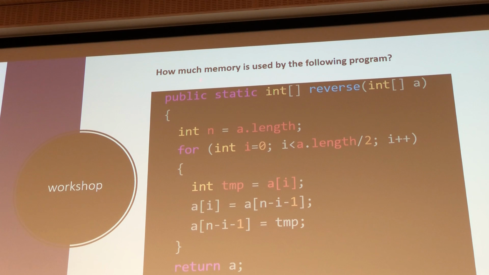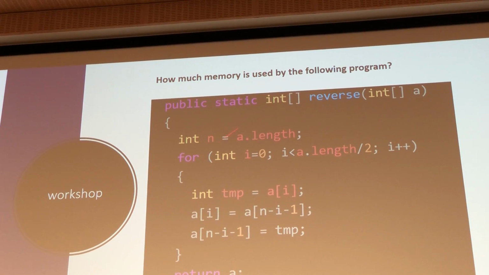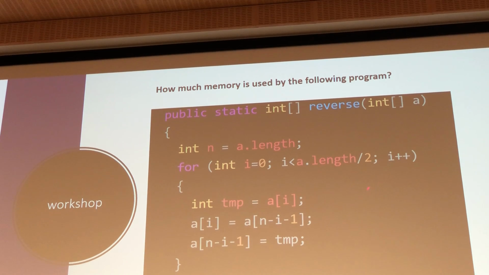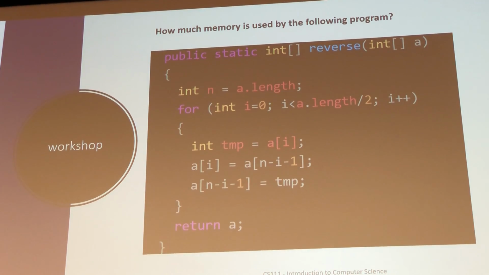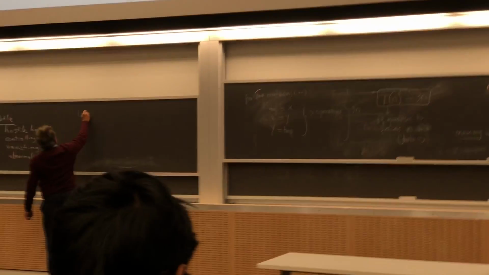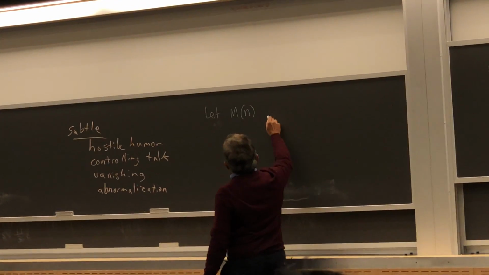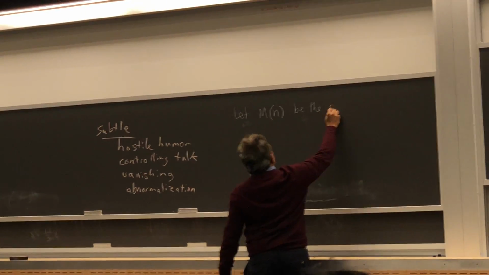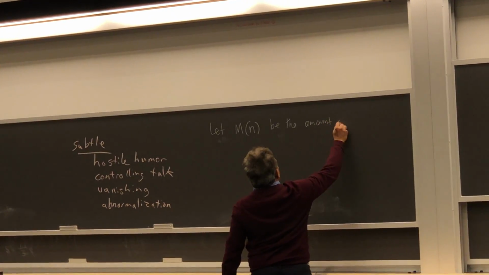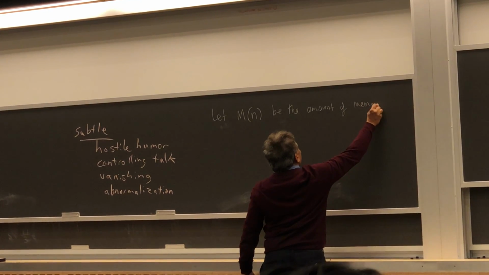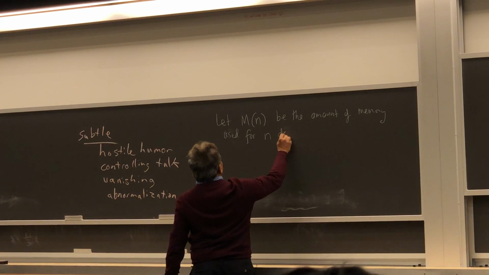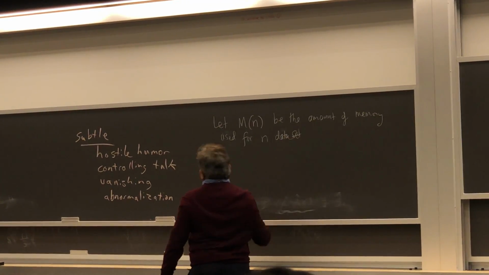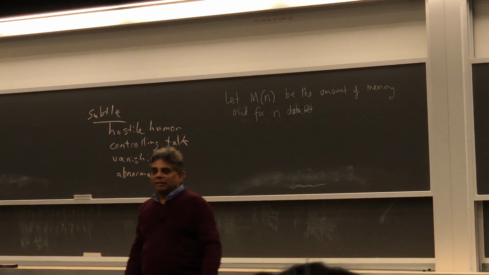All right, so what we're trying to do is understand how much memory is used by this program. I said there's going to be a lot of mathematics, so I'm going to be writing function-like notation. Let Mn be the amount of memory used for an n data set. What I mean by an n data set is just a data set with n things, right?